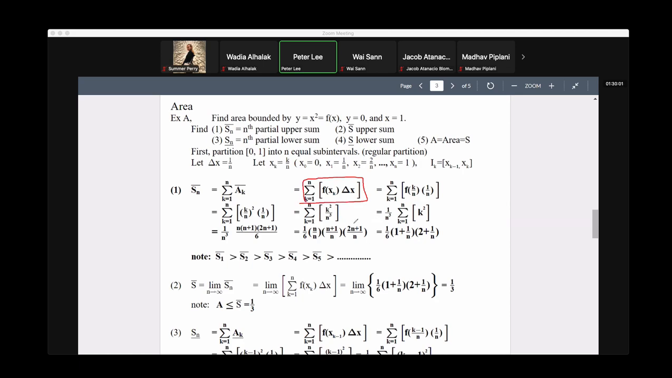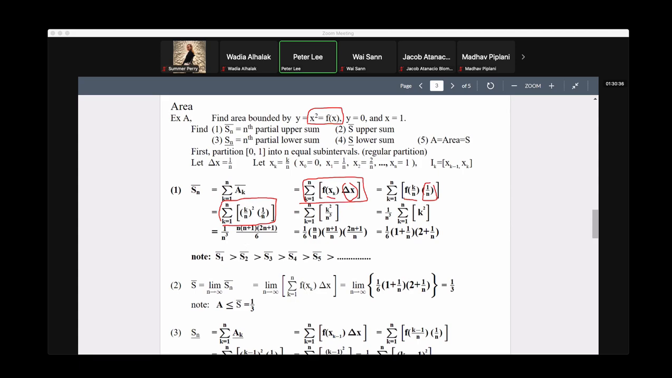There's no graph anymore. So what is f of x_k times delta x? Now delta x was the base of each rectangle. That is 1 over n. And what is f at x_k? x_k is k over n. So we get f of k over n. And then what is that? What is f of k over n? But what is that f? f is this guy right here. f of x is x squared. That's a function. So what is f of k over n? That would be (k over n) squared. So now we get this guy.